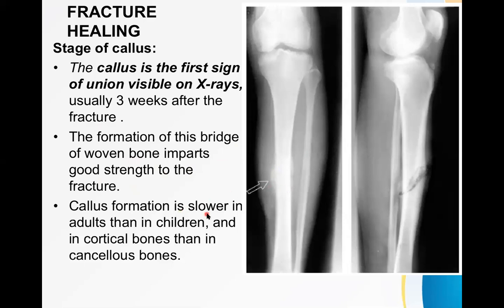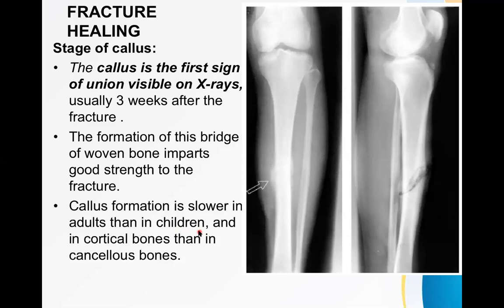This callus formation is slower in adults than in children, and in cortical bone than in cancellous bone. Now in adults it takes longer for a fracture to heal than in children. Okay, always remember this point. Later in the latter half of this class we'll talk about that.